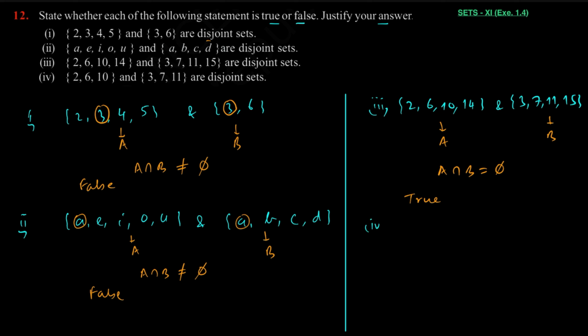Part number 4. Here we have a set containing elements 2, 6, and 10 and another set containing elements 3, 7, and 11. Let us suppose this is set A and this is set B. So here once again one can observe that these two sets have no element in common, that is A intersection B is an empty set. So the statement that these two sets are disjoint is true.